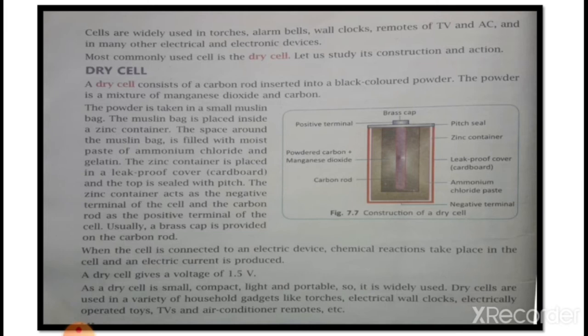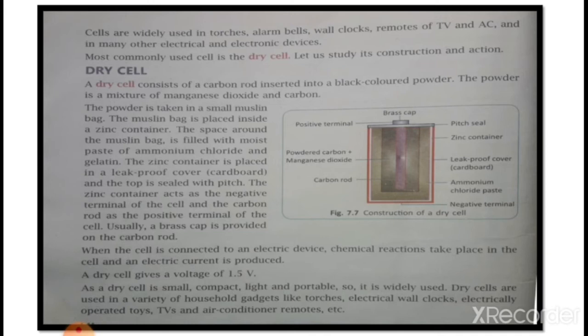It is clear from figure 7.7. You can see the picture of a dry cell. Okay. So a dry cell consists of a carbon rod inserted into a black colored powder. That is the first thing. And the powder is a mixture of manganese dioxide and carbon. Okay. So you can see the picture very clearly. You can see the carbon rod and it is inserted into a black colored powder, that is the manganese dioxide and carbon.